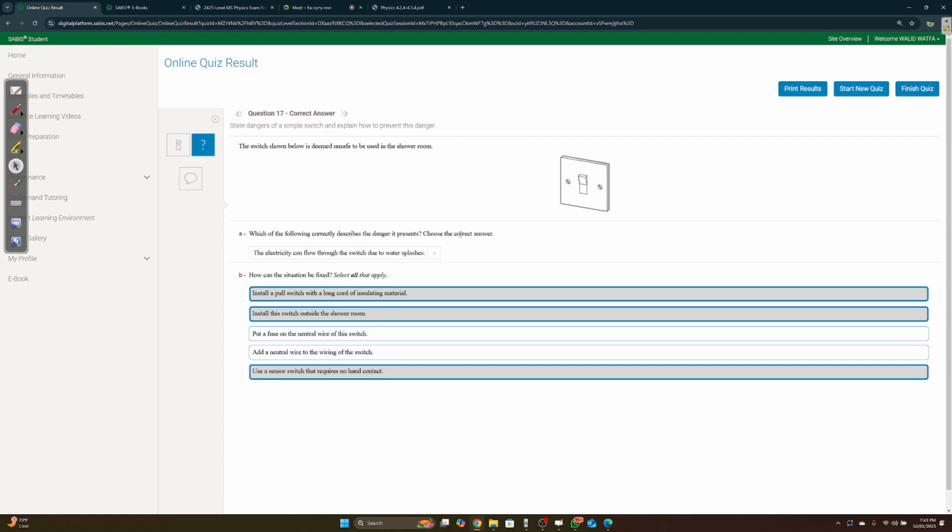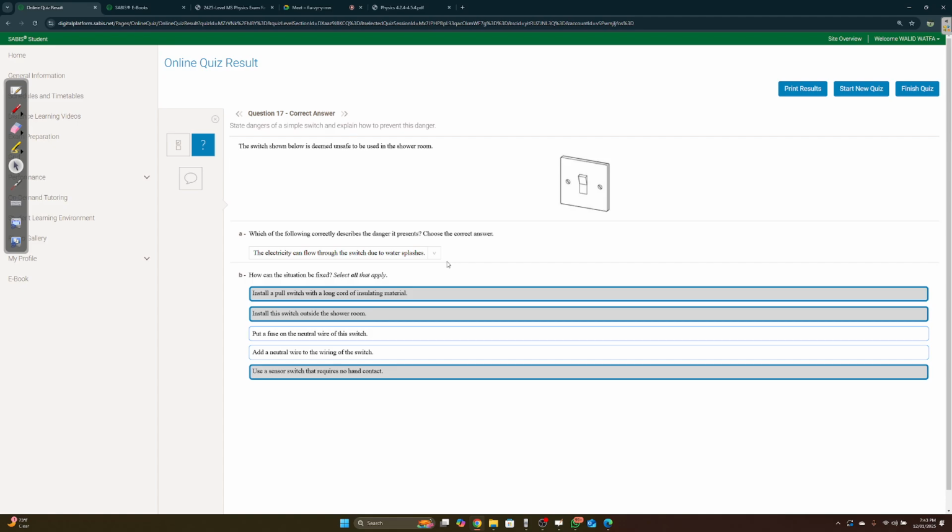Which of the following correctly describes the danger it presents? This switch shown is deemed unsafe to be used in the shower room. Why can't it be used in the shower room? Because the electricity can flow through the switch due to water splashes. You can get electrocuted. You know, water is a conductor, right? So when you splash water in the shower, it may conduct electricity and electrocute you.